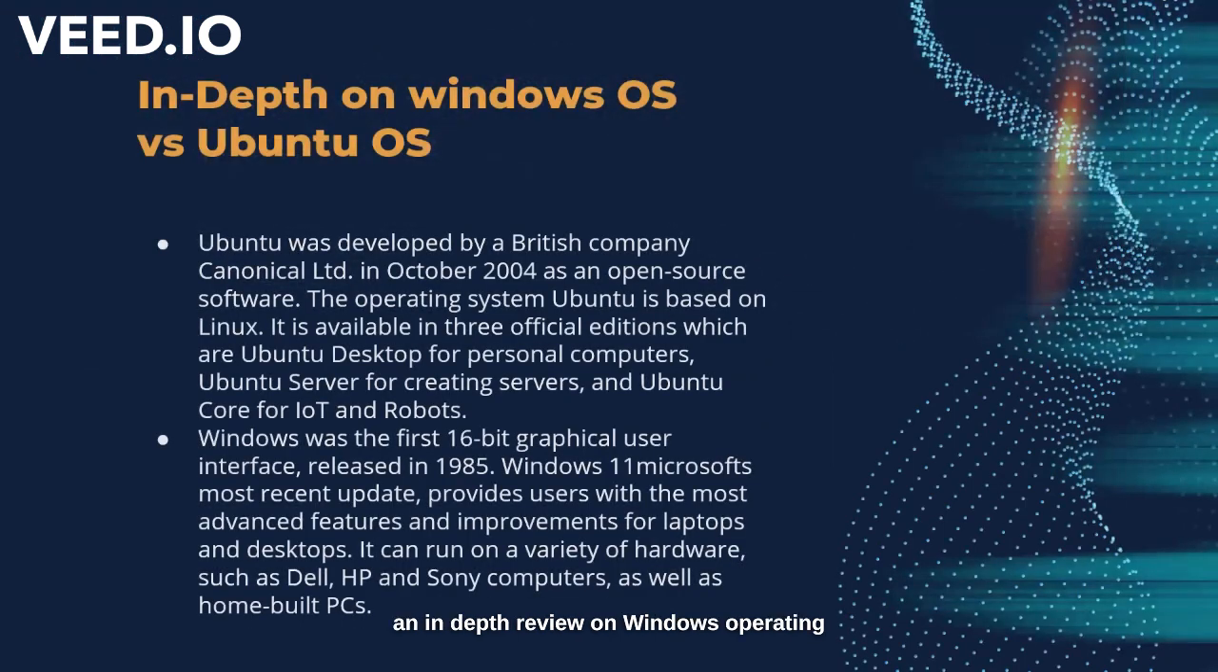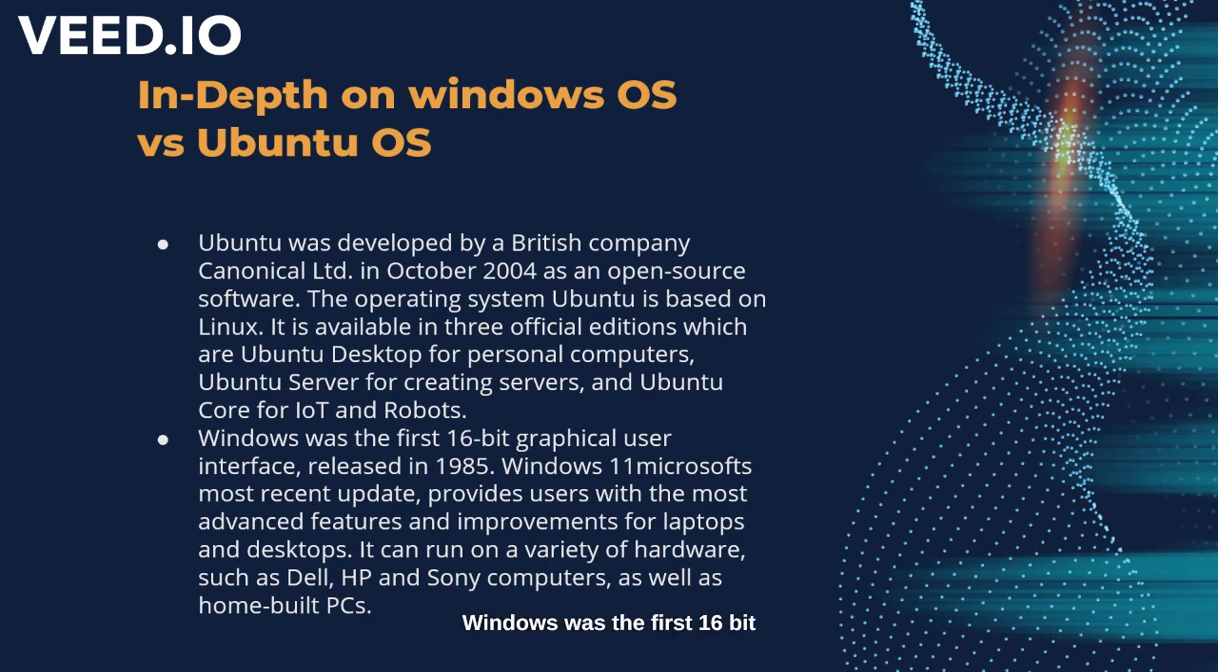Okay, I'm going to show you an in-depth review on Windows operating system versus Ubuntu operating system. Ubuntu was developed by a British company called Canonical Ltd. in October 2004 as an open source software. The operating system Ubuntu is based on is Linux. It is available in 3 official editions, which are Ubuntu Desktop for personal computers, Ubuntu Server for creating servers, and Ubuntu Core for Internet of Things and robots.